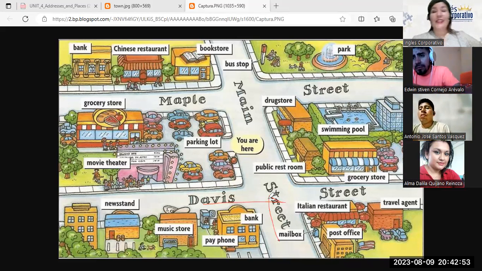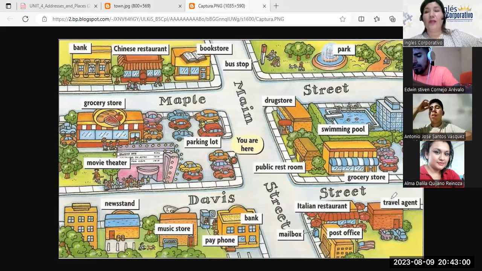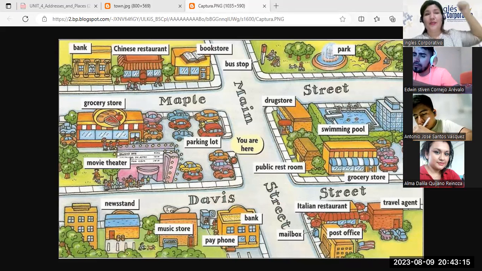Okay. That's the way we use it in the sentences, right? On the corner, across from, between. In es cuando estamos dentro del lugar. On, ¿dónde está ubicado el lugar? Sobre qué calle, right? On. In front of, enfrente de. Behind.